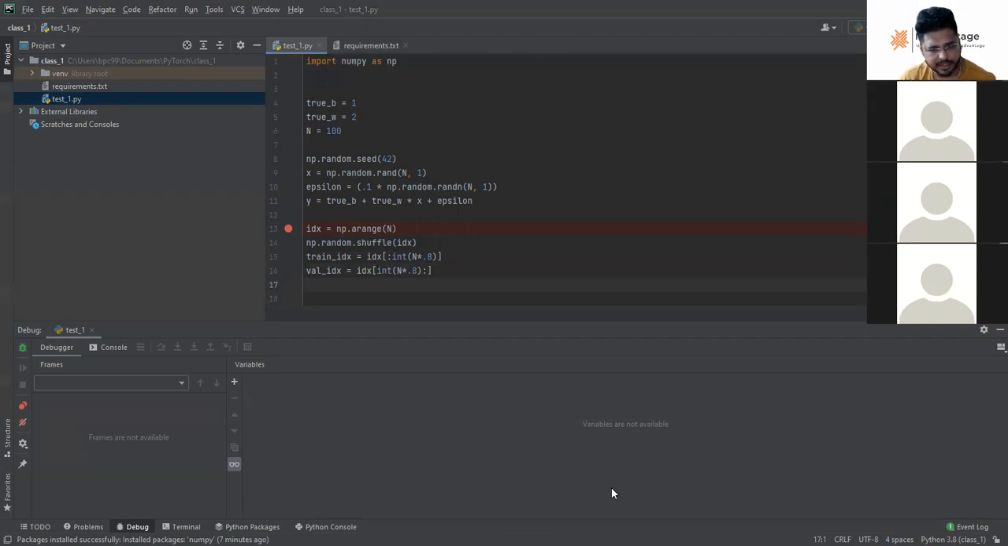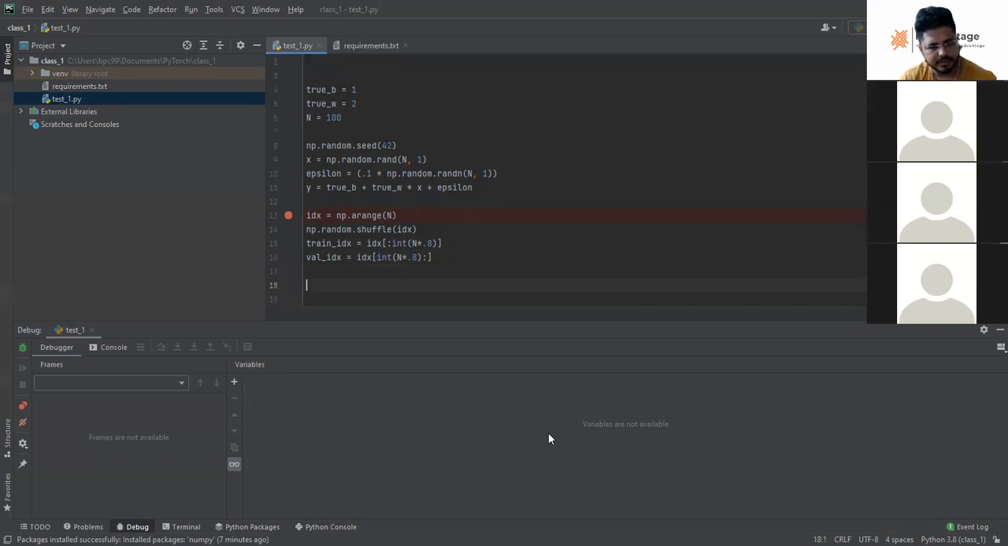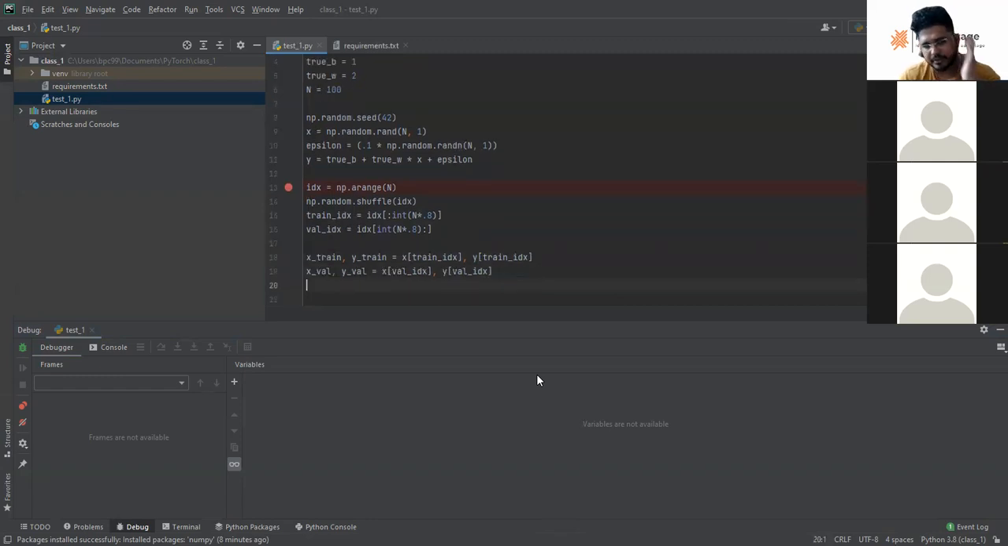and accordingly I am generating x and y training data, and I am generating x and y validation data. Now you see, I am doing all this here manually.